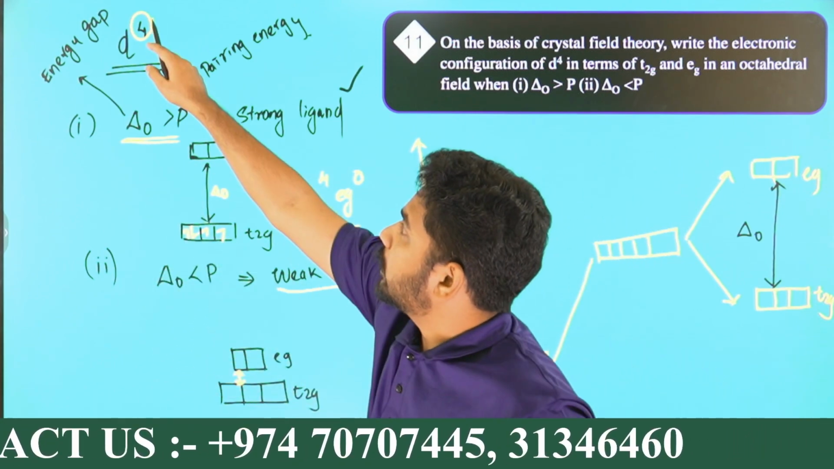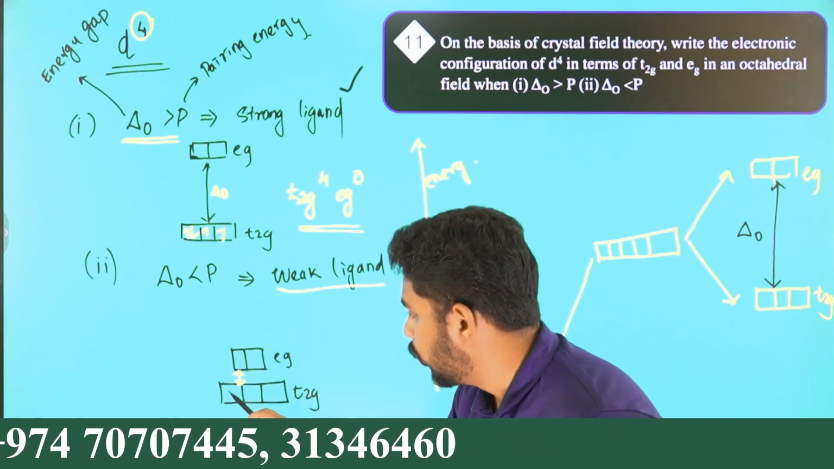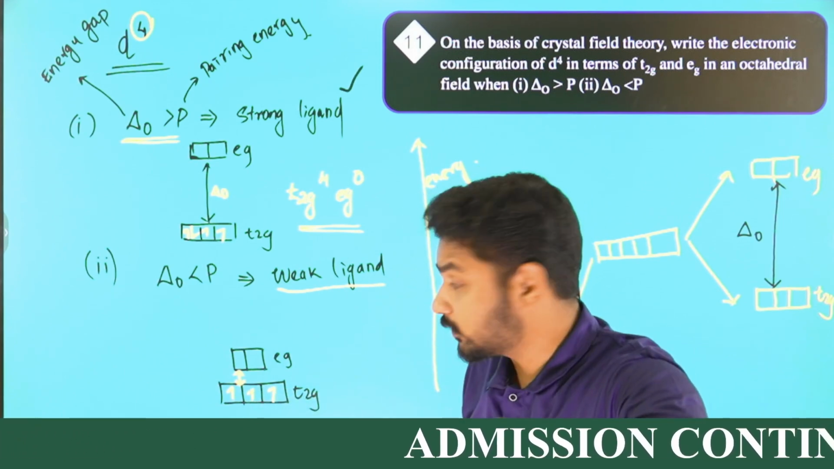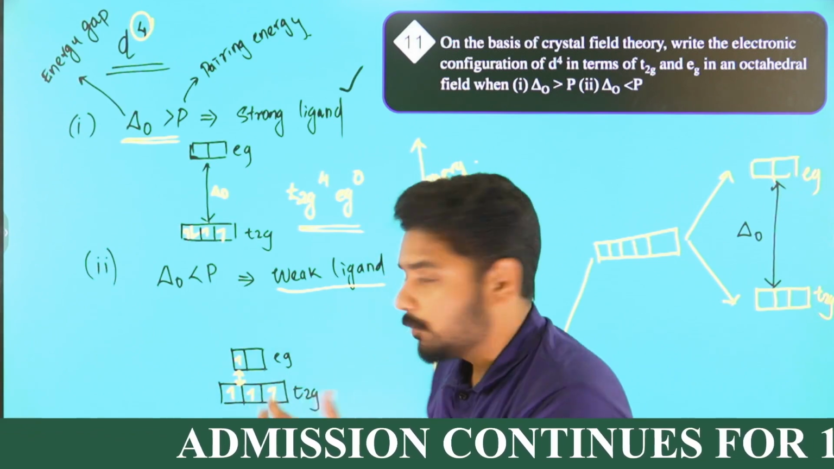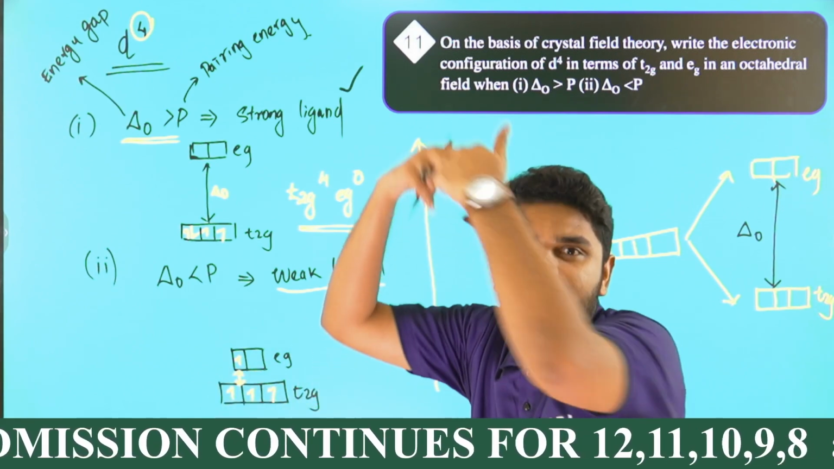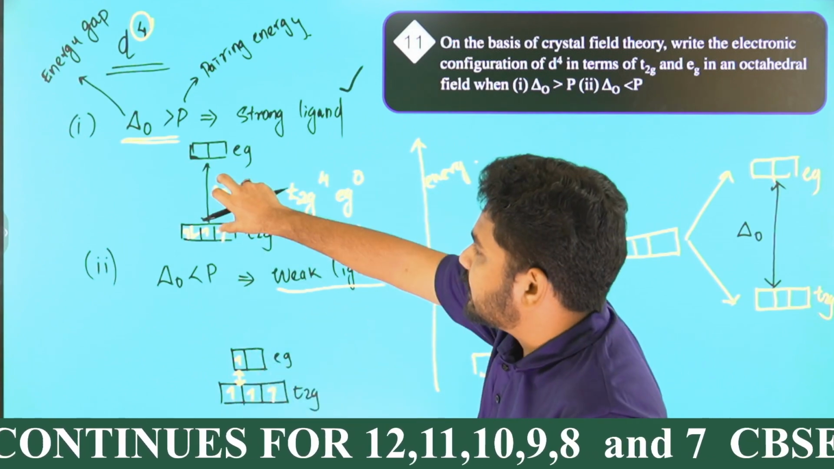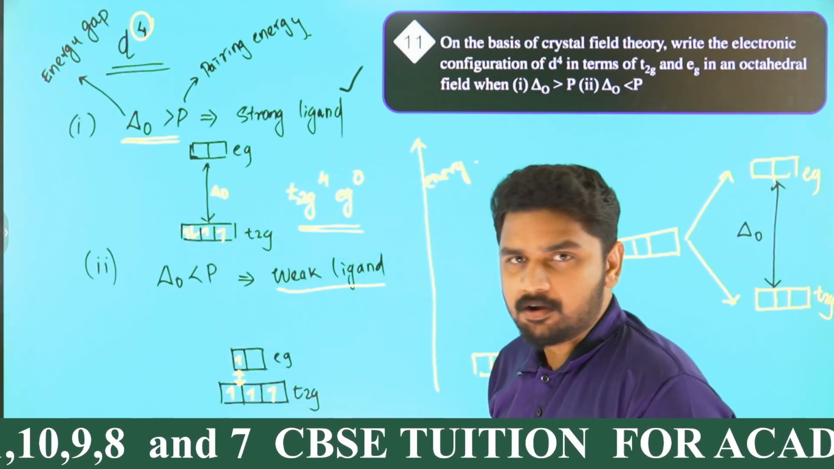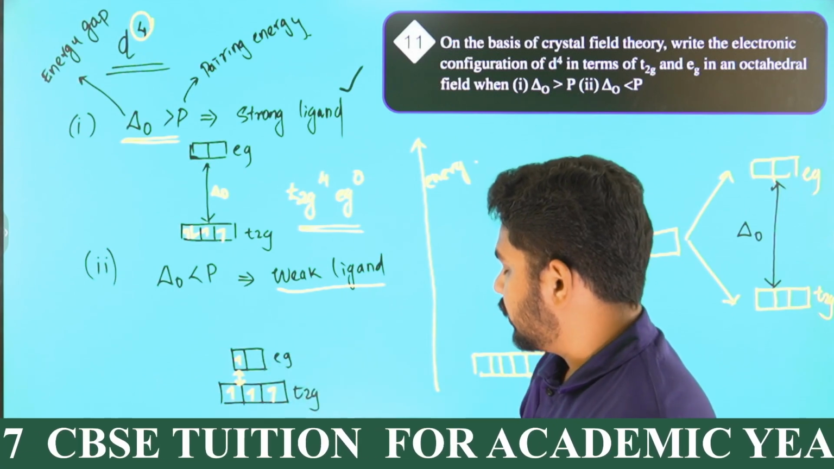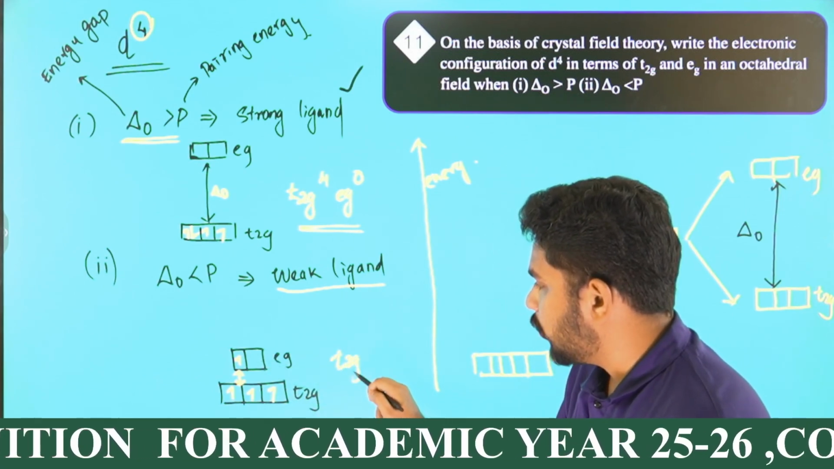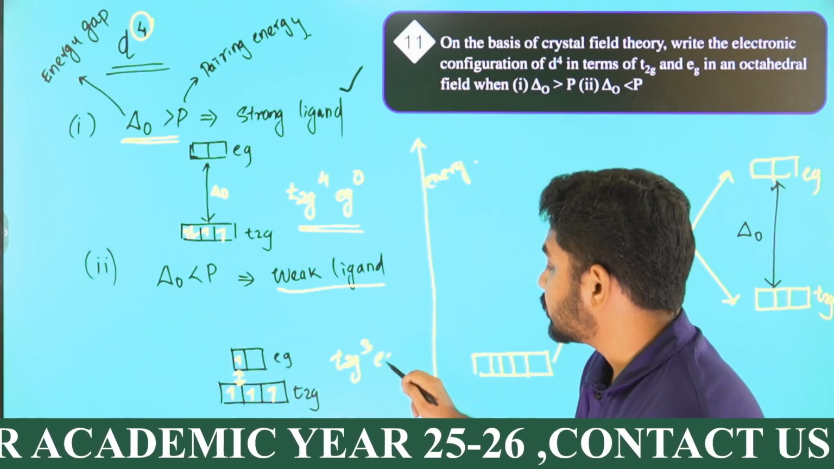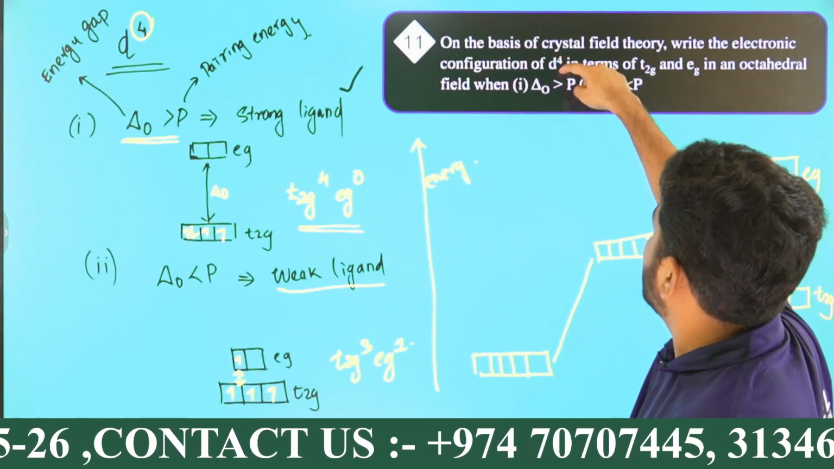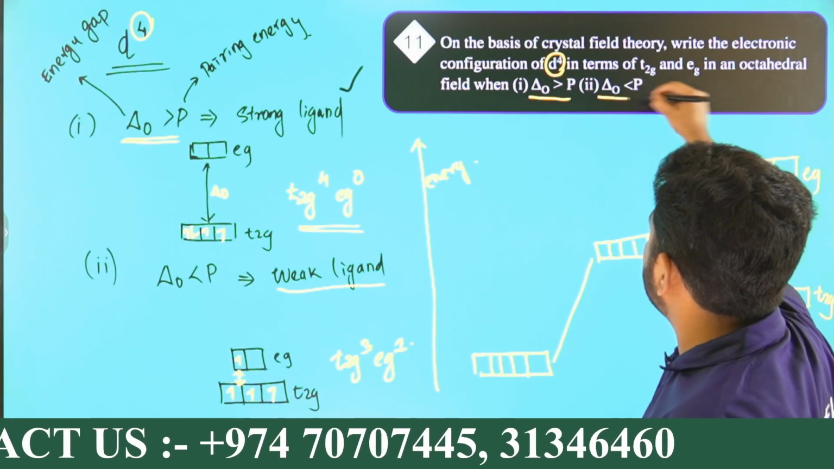So how can we fill 4 electrons in these d orbitals? 1, 2, 3, and the 4th electron will go to the eg. Why? Because the energy gap is very small. Before, the energy gap was very high, so the fourth electron did not go to the eg and was paired in the t2g. Here, since the gap is very small, the fourth electron enters the eg. So what is the electronic configuration here? t2g has 3 electrons, eg has 1 electron. That's it. So we got the electronic configuration of d4 in both cases.